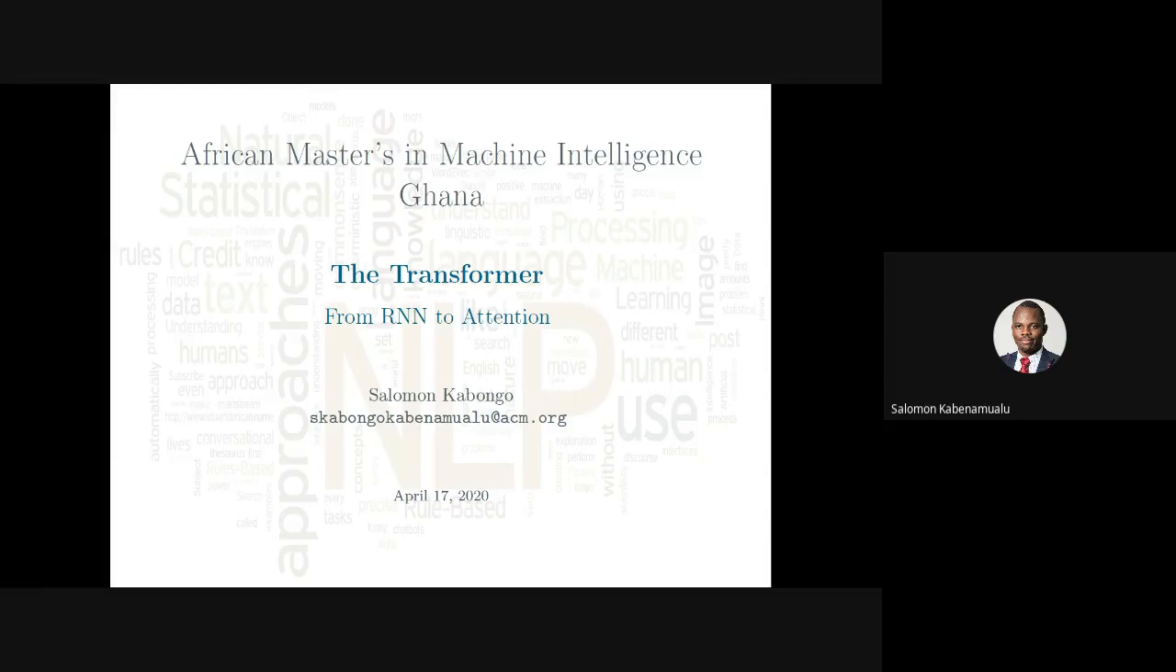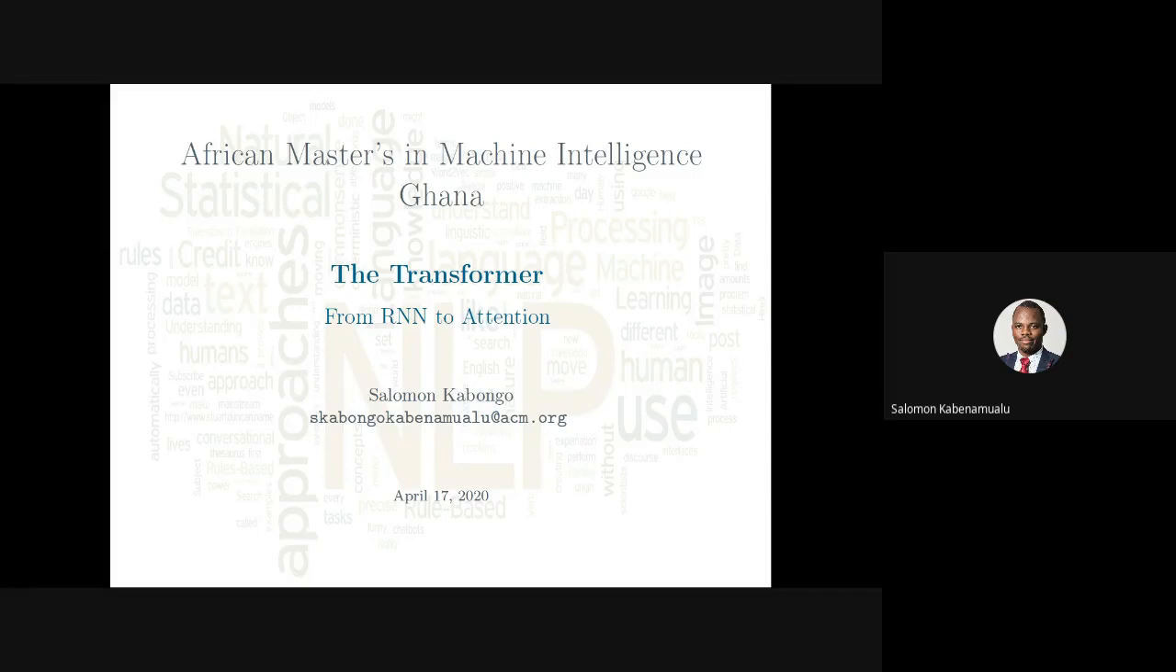A little bit about me. I'm Salomon KABONGO. I'm from DRC, Congo, the big one, because there are two Congo actually. And I attended South Africa last year in Cape Town. I graduated from the University of Western Cape. And I'm currently in Ghana doing the African Master of Machine Intelligence. I'm working with Vukosi for my research project.